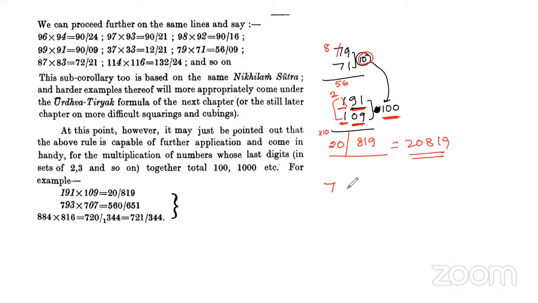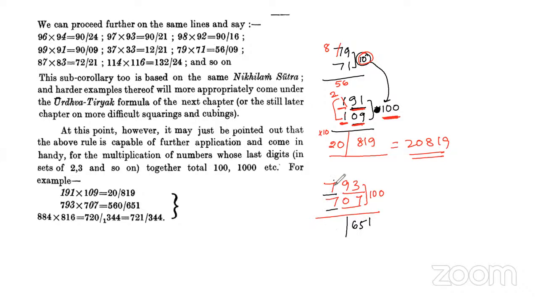Let me take here 793, 707. See, the sum is 100 here. So you can take the direct product of that. So that is 21, 63, 65. This is the left part.